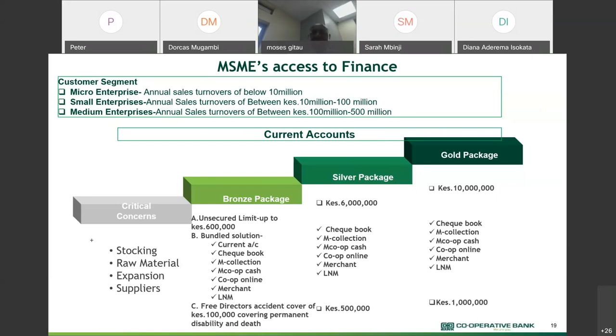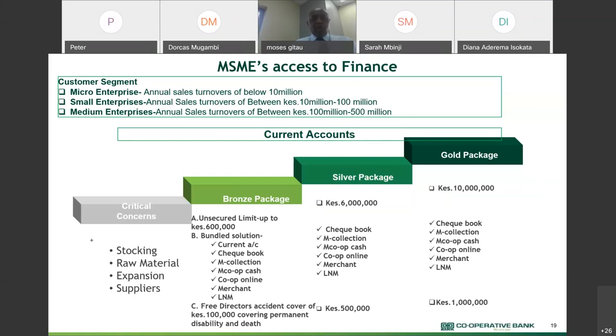The second need is investment capital. This is when you are buying an asset: you want a motor vehicle, a property, a house, maybe for business, commercial, or even your residential house. That is what we call investment capital. So those are the two basic needs you will be meeting. With these three packages, you qualify from Cooperative Bank for those two needs: the day-to-day working capital needs, and the investment capital needs, when you want to buy a motor vehicle, machinery, equipment, houses, or what have you.